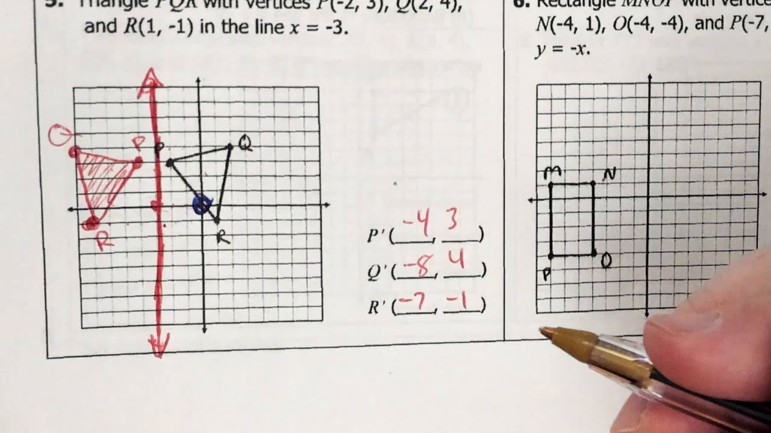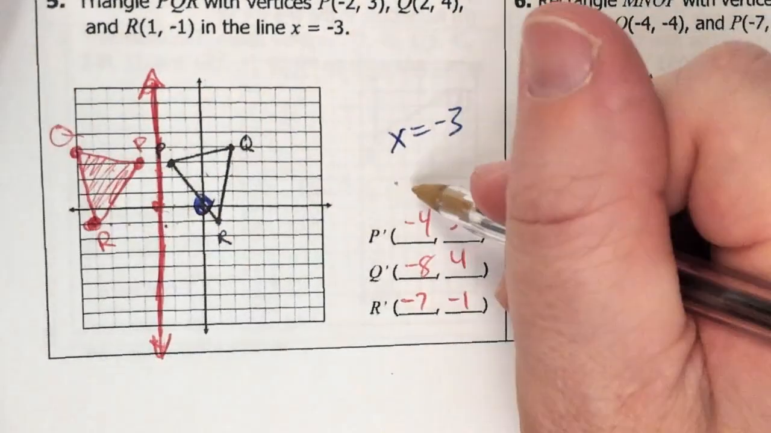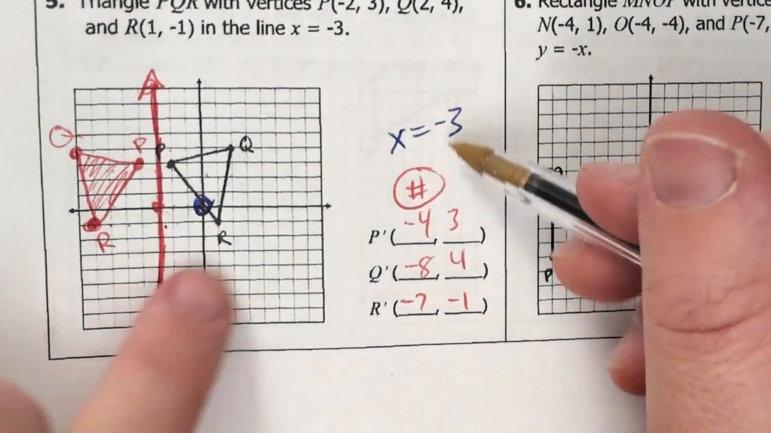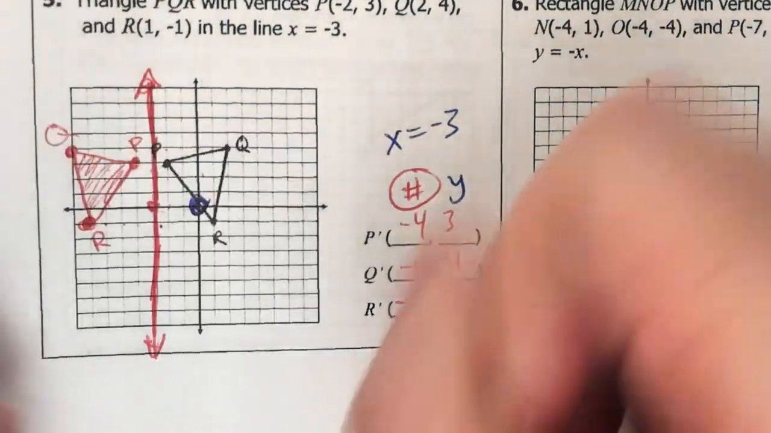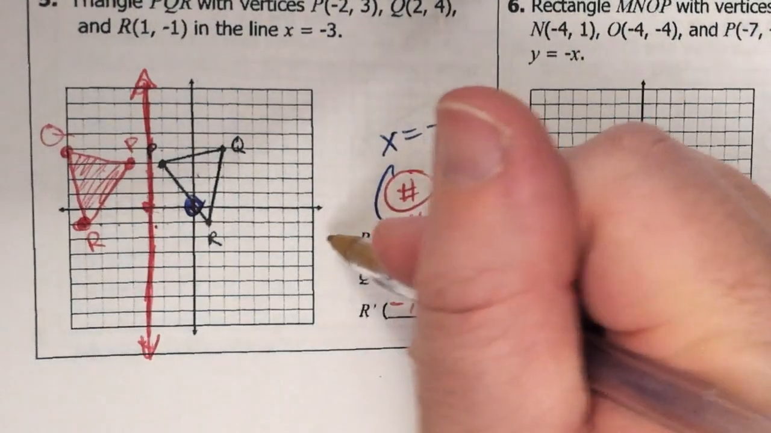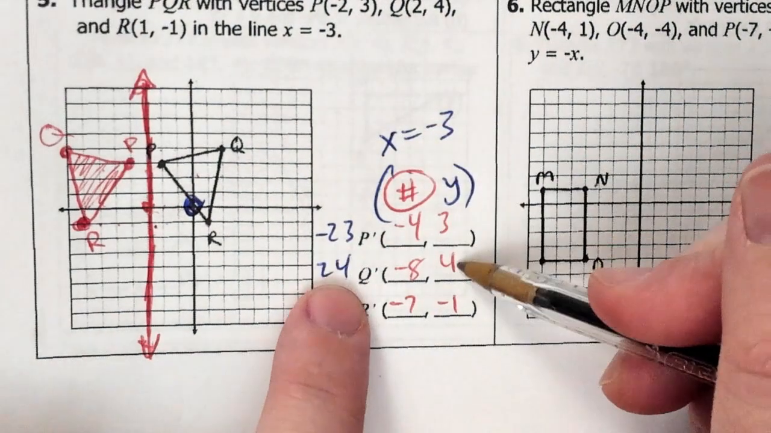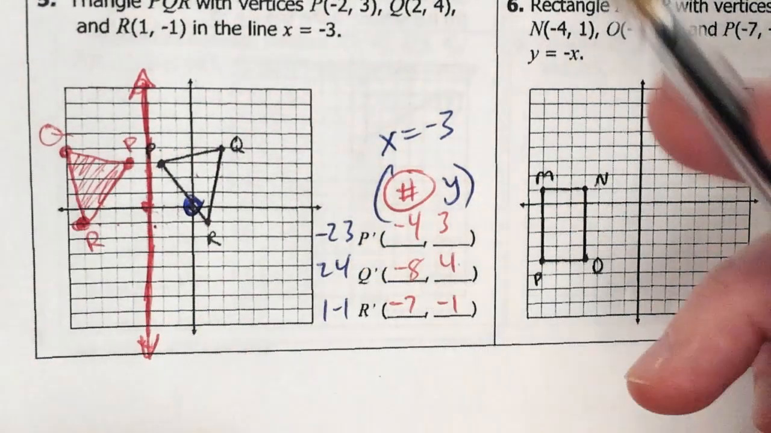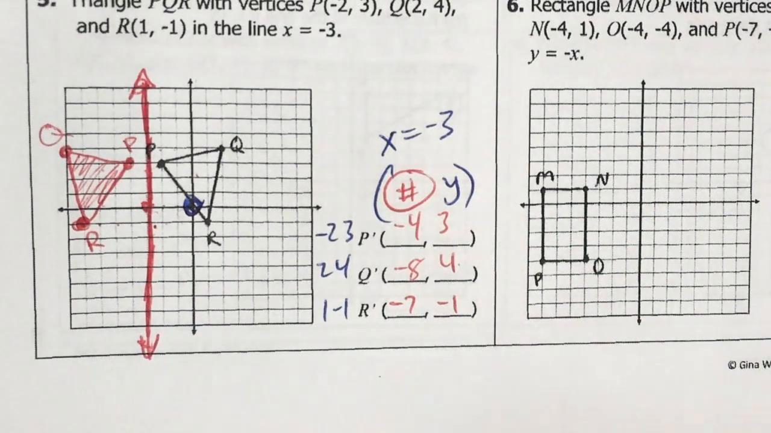All right, I want to double check that I got this right. When I reflect over x equals negative 3, so x is a random number. There is a pattern to that if you want to take the time to learn that. And then your y is going to stay exactly the same. All right, so let's see what we got. We had negative 2, 3, 2, 4, and 1, negative 1. All right, so all of your y's should stay the same. Yes, they did. Sweet. This would help you catch if you accidentally got 2 letters backwards. And then these other ones are correct. Excellent. Let's keep going. 2 more problems.